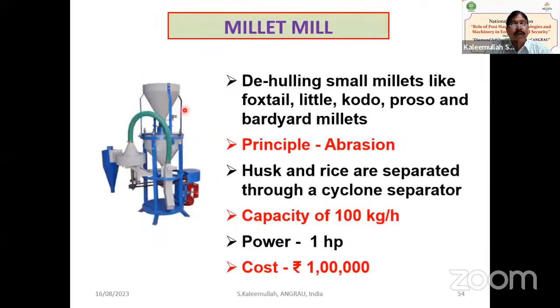And this is a mill. It was developed at CIPHET Bhopal, and here the principle is the abrasion principle. The capacity is 100 kg per hour, and the cost is around 1 lakh rupees. It will dehull all the small millets like Foxtail, Little, Kodo, Proso, and Barnyard millets.